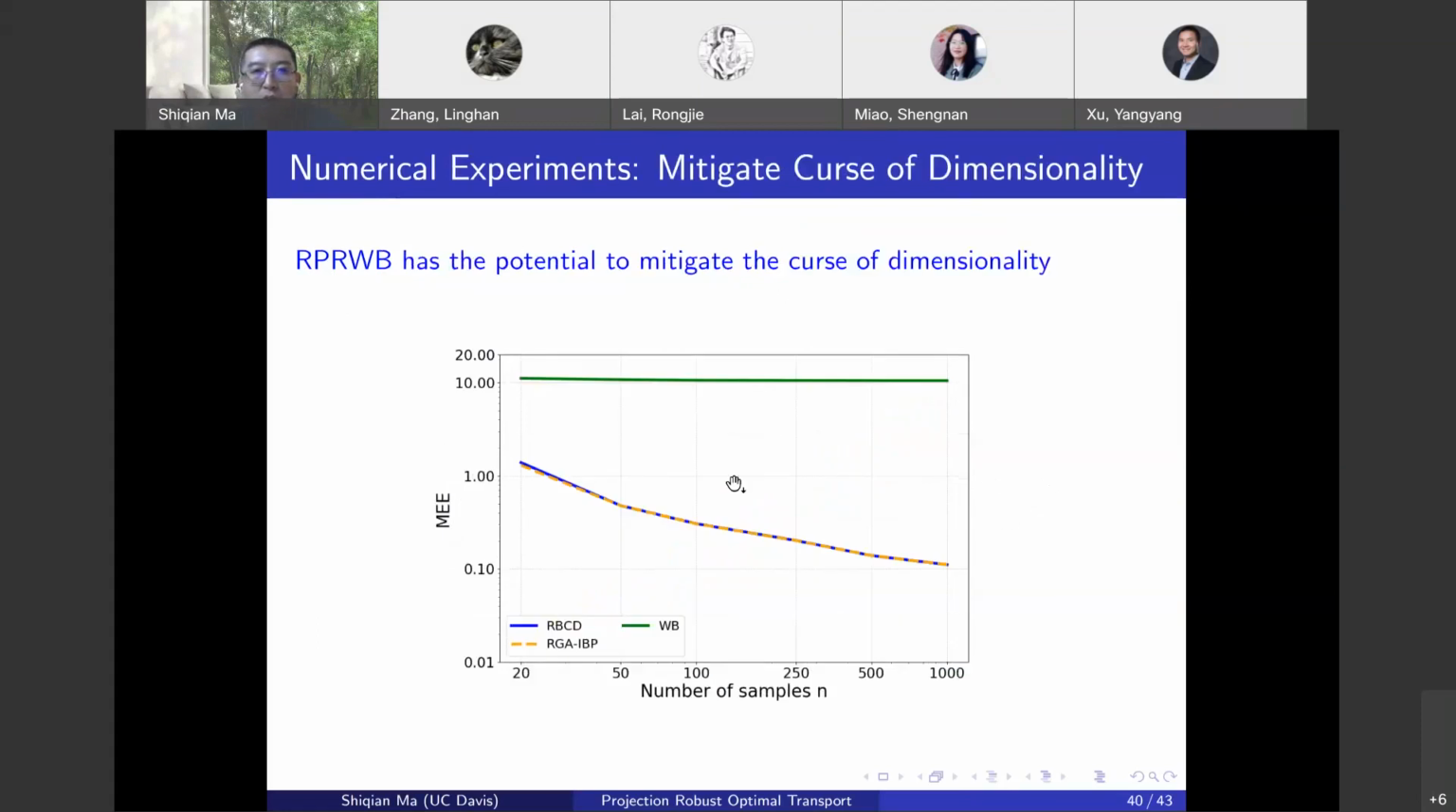Okay, so the next one, we want to show that our proposed model indeed has the potential to mitigate the effect of the curse of dimensionality. Again, we compare the error versus the number of samples. And again, we found that the errors computed by the new proposed model are smaller than the original Wasserstein Barycenter model.